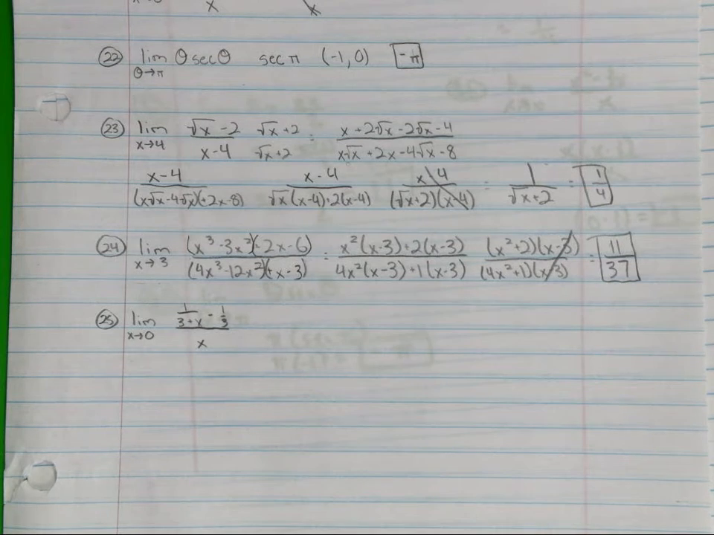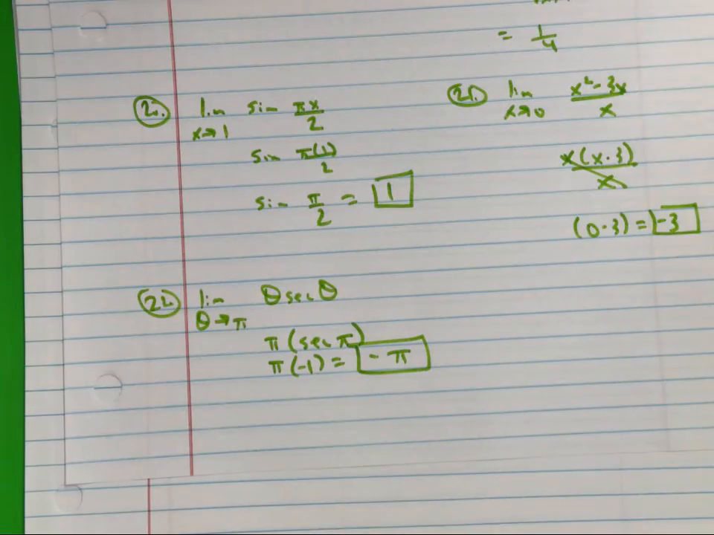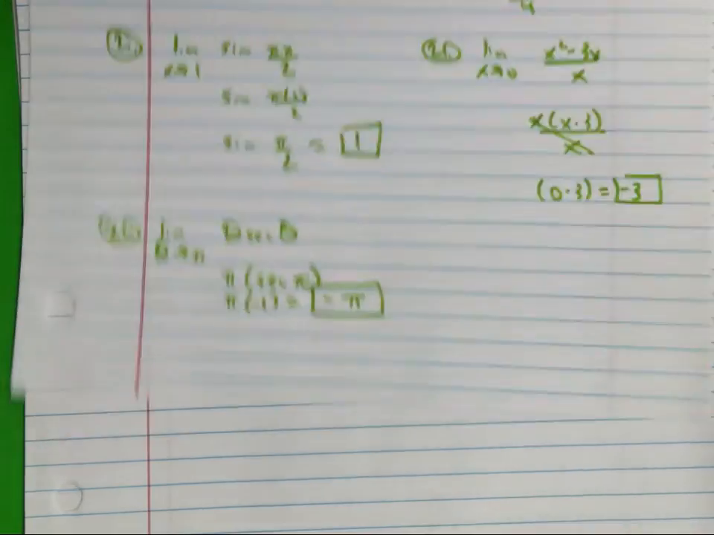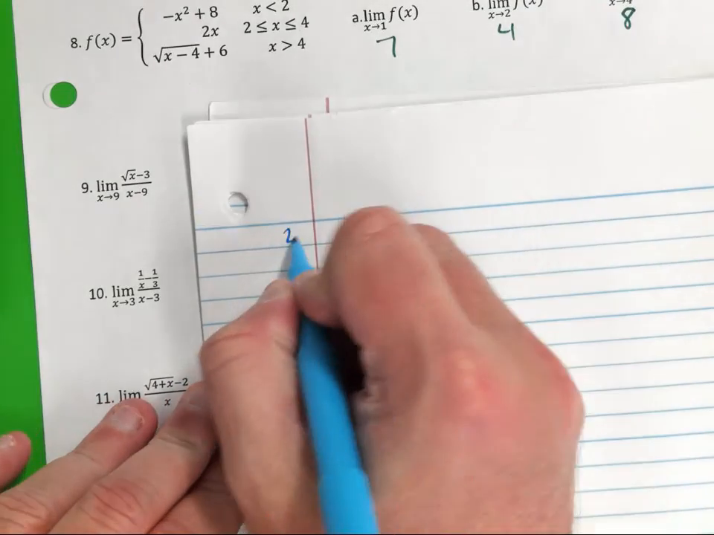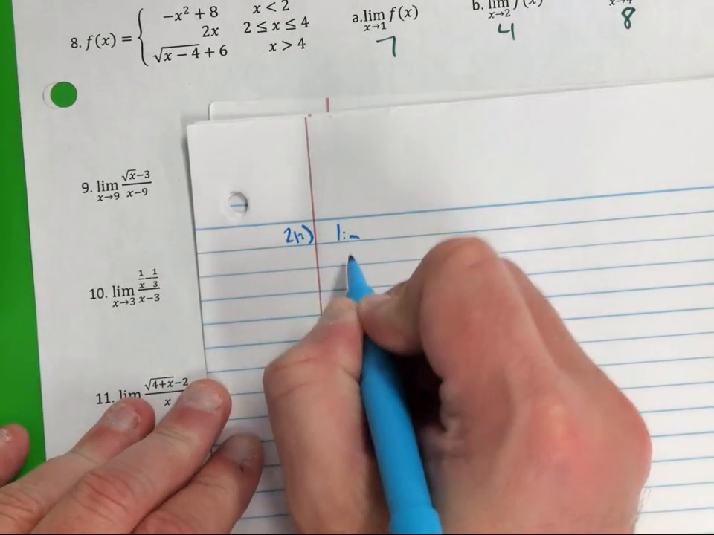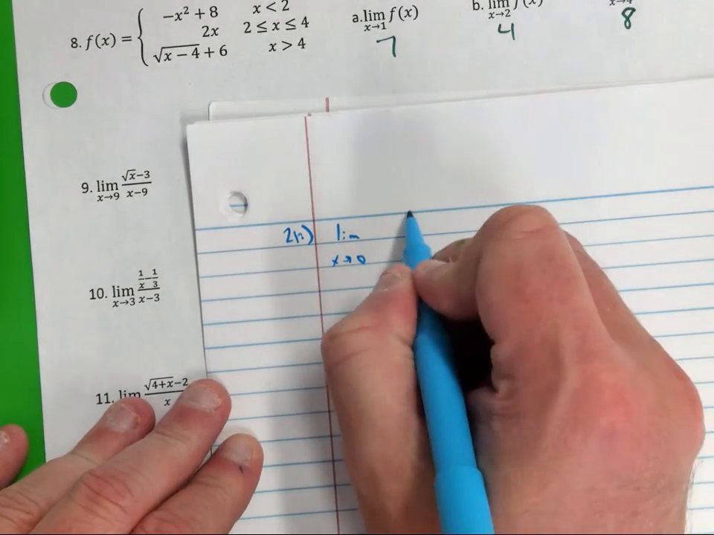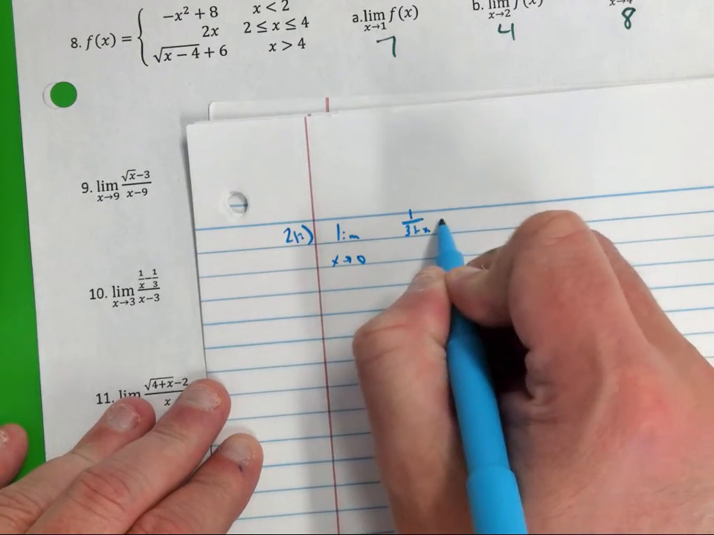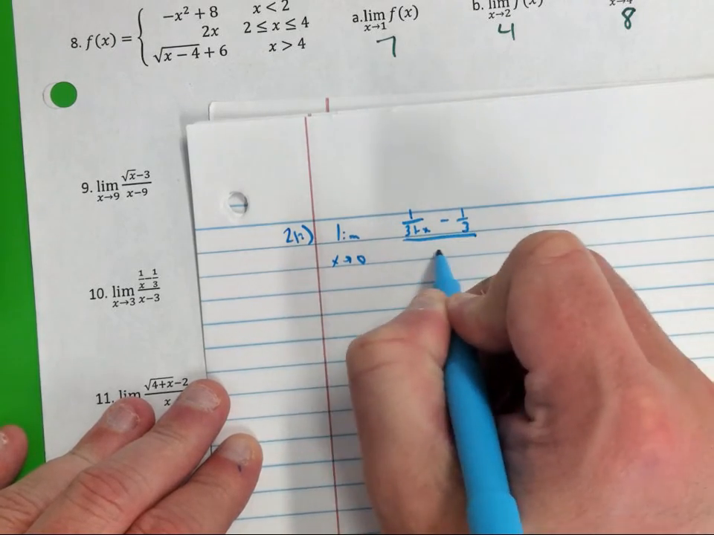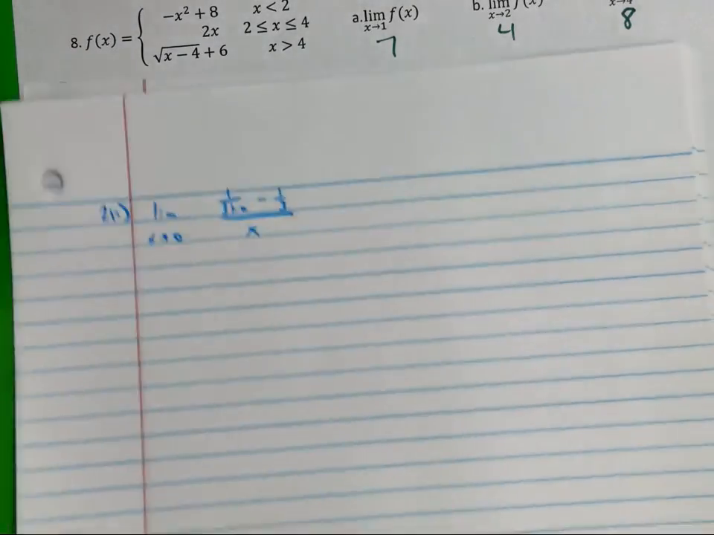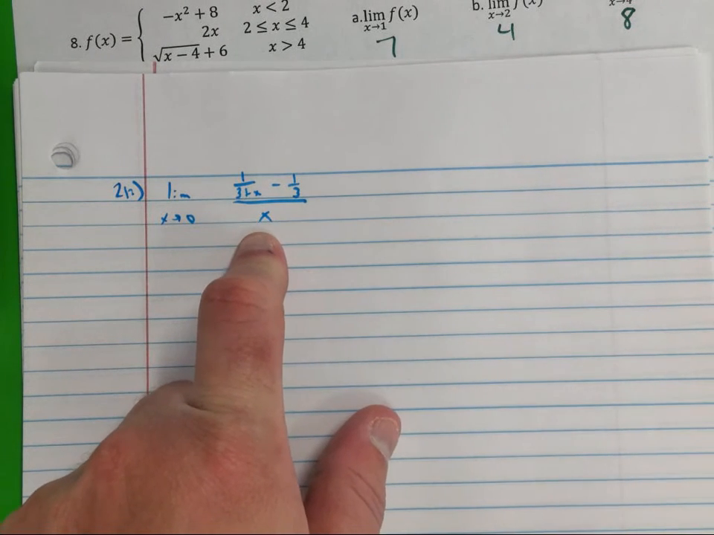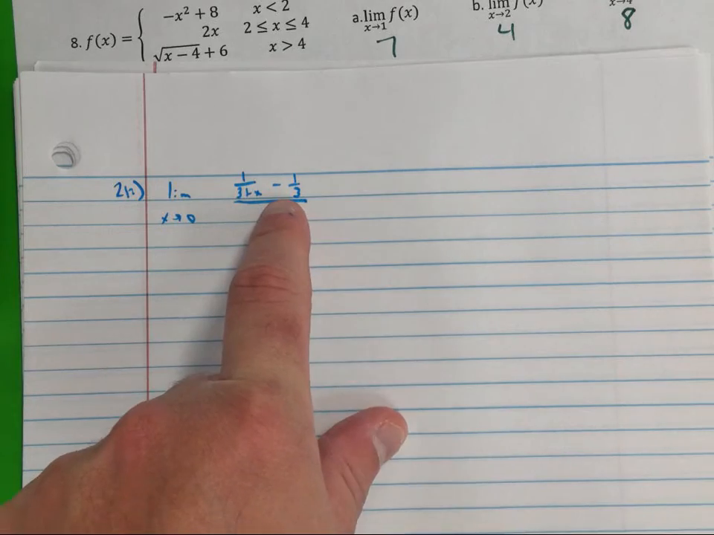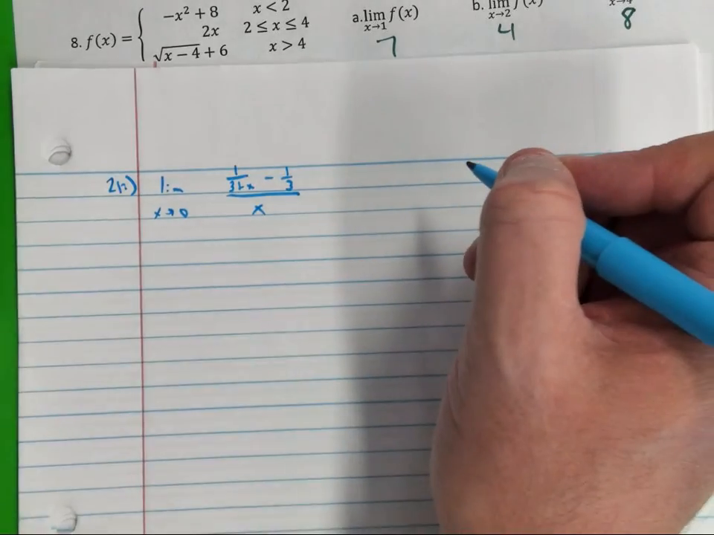All right, let me work number 25. I have the limit as x goes to 0 of 1 over 3 plus x minus 1 over 3, all over x. If I take my limit, do direct substitution, I get 0 in the denominator, so I can't do that. I see some subtracting fractions. So, TJ, what technique is calling out to me?